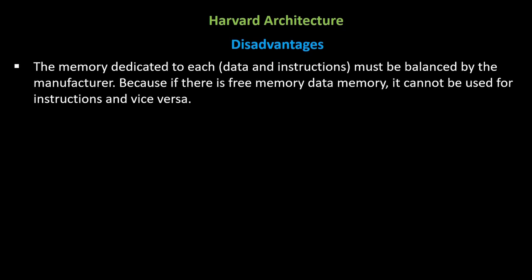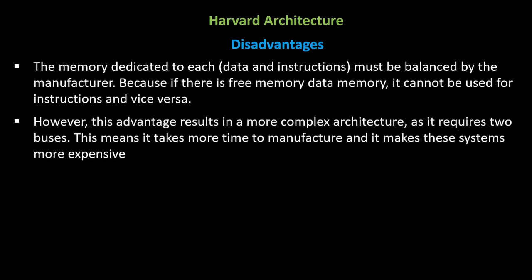While Harvard architecture offers several advantages, it also presents a few challenges. One such challenge is the need for balanced memory allocation for instructions and data. The manufacturer must carefully allocate memory resources, ensuring optimal utilization for both components. Moreover, the implementation of Harvard architecture requires 2 buses, making the system more complex and time-consuming to manufacture. This complexity and additional hardware components contribute to increased system costs.